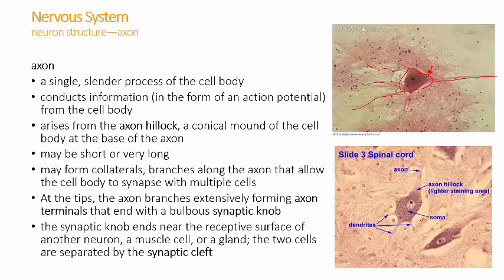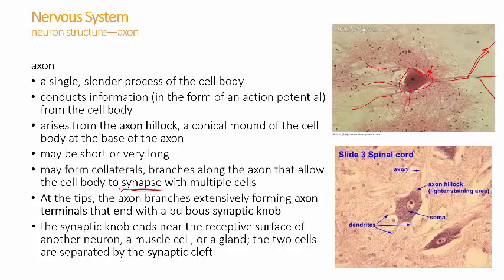So there is the longest of the axons of a neuron. And they can also be very, very short. And they may form what are called collaterals. Those are branches along the axon. So if there was another extension that branched off here and another one here, those would be collaterals, just branches that allow the cell body to make multiple connections. Those are the synapses with multiple cells. We're going to describe synapses as well.